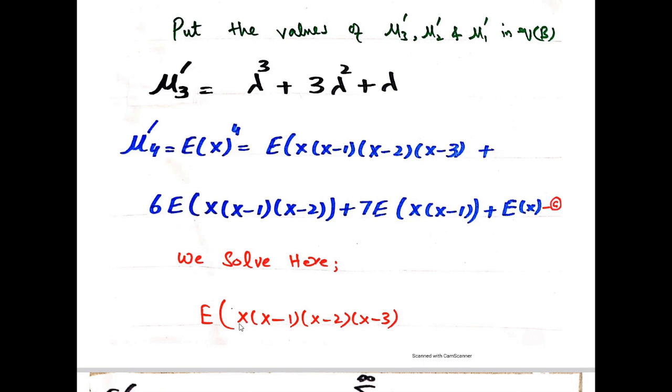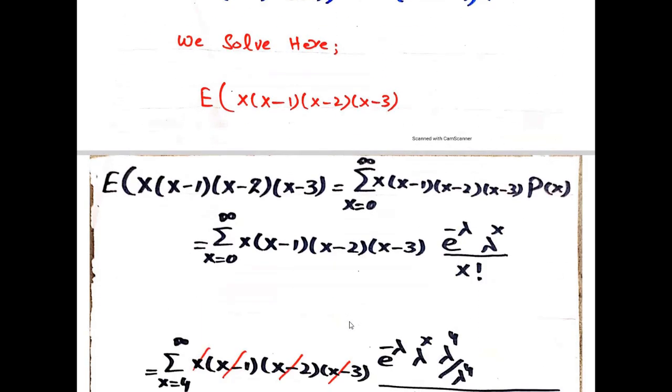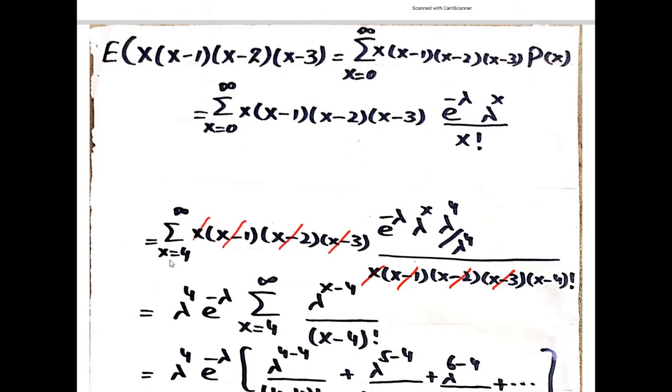So now we solve here expected value of x(x-1)(x-2)(x-3). Summation x equal to 0 to infinity x(x-1)(x-2)(x-3) p of x. P of x is the probability mass function of the Poisson distribution. Here we have 4 terms, so we start our random variable from 4, we delete the 4 terms which are 0, 1, 2 and 3, because the actual range of the Poisson distribution is 0 to infinity.